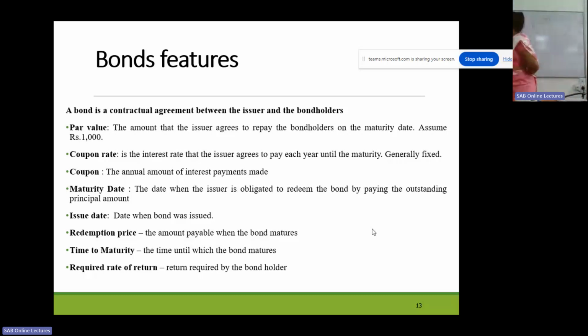Issue date, the date the bond is issued. Redemption price. Face value and the redemption price can be different. At maturity, sometimes companies can say they are giving some premium. So then that is the redemption price. It will make us calculate the intrinsic value. Time to maturity.